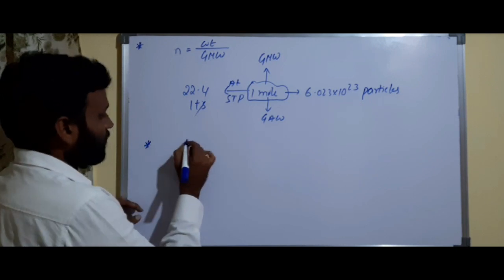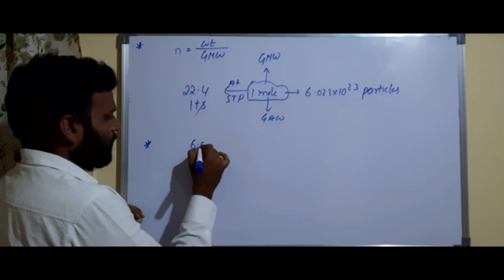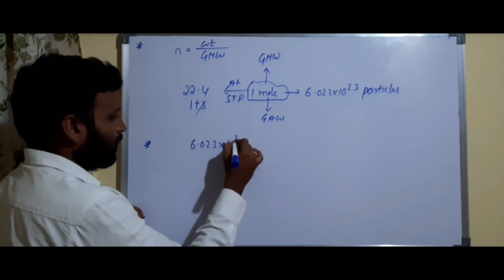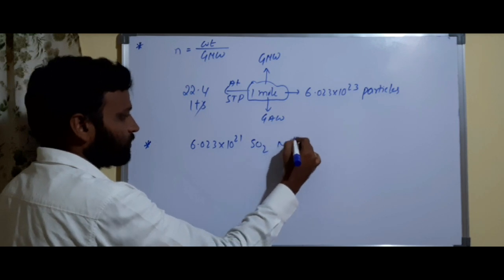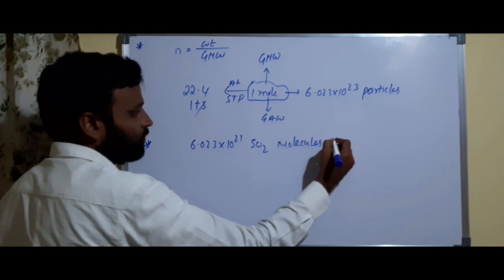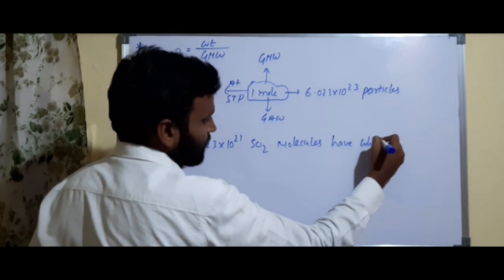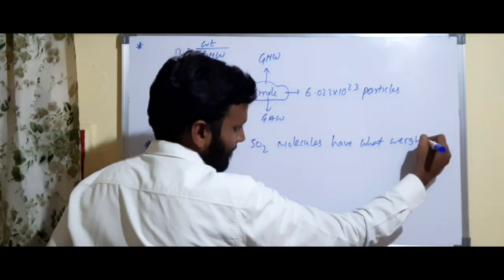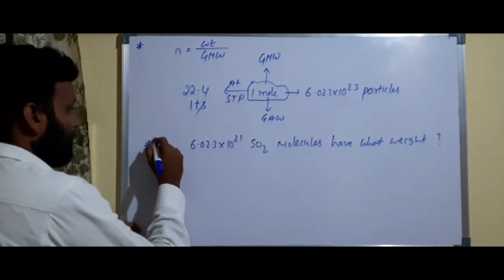So suppose here 6.023 into 10 power 21 SO2 molecules have what weight? You have to calculate. This is the question.